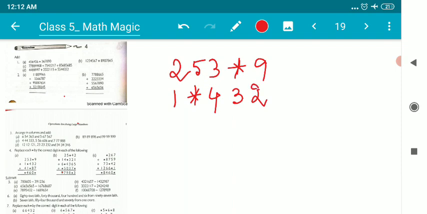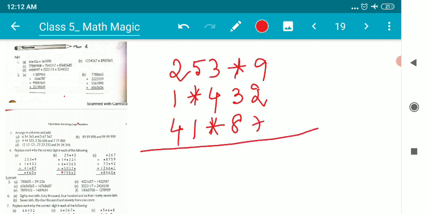The next number is 4 1 asterisk 8 7. So the sum with the addition has the asterisk 4 6 0 asterisk. We need to add. These asterisks are the numbers with the missing values.